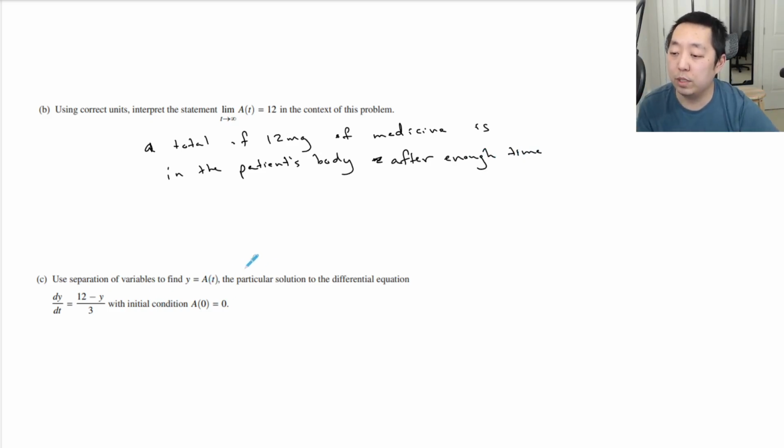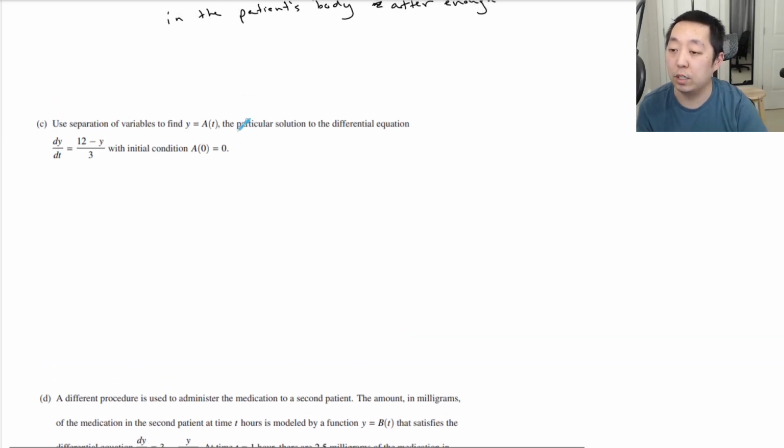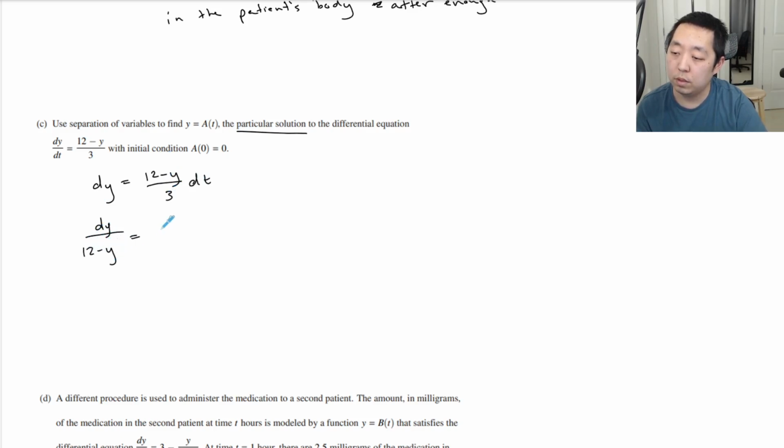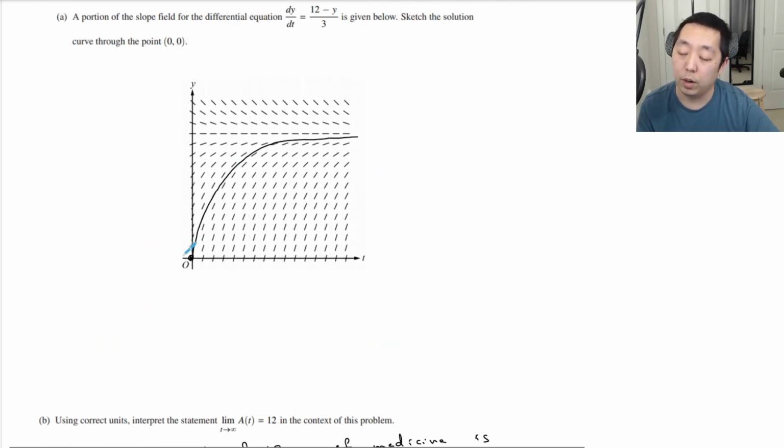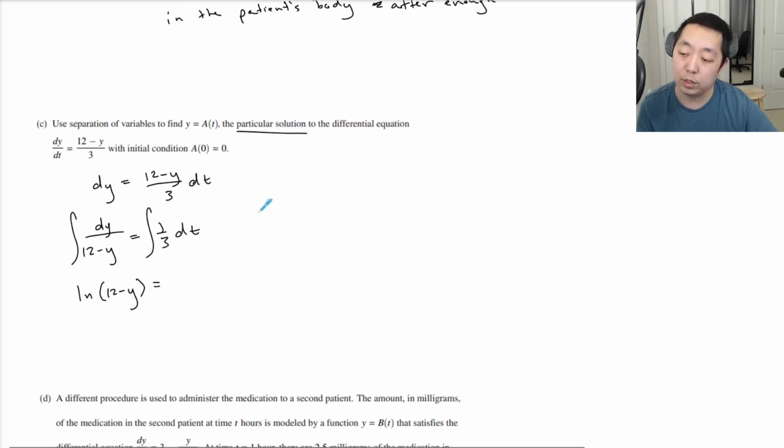Use separation of variables to find the particular solution. That means we have to find it with that initial condition. So we're going to move the dt up, and I'm going to move the 12 minus y down. I'm going to integrate both sides. I'm not putting an absolute value because I know y is less than 12 in our solution, as you see from that graph. I would need the absolute value if the solution were above 12, so I don't need the absolute value sign here.